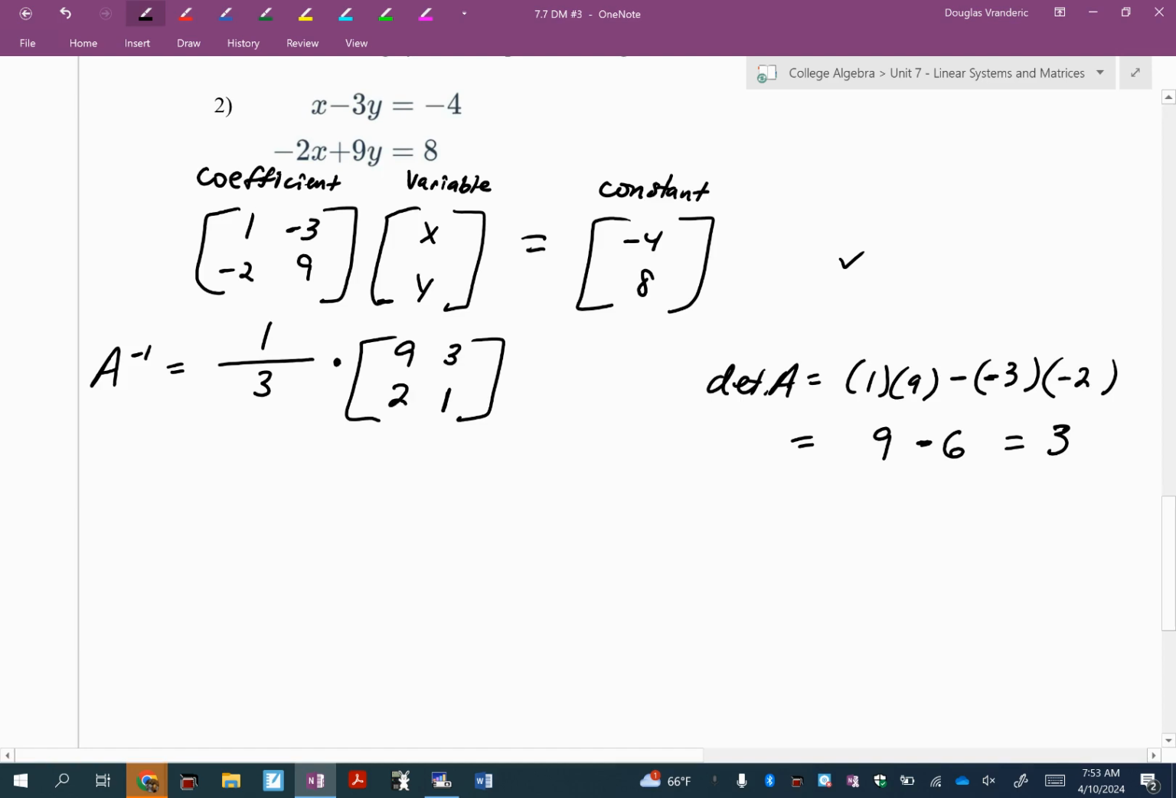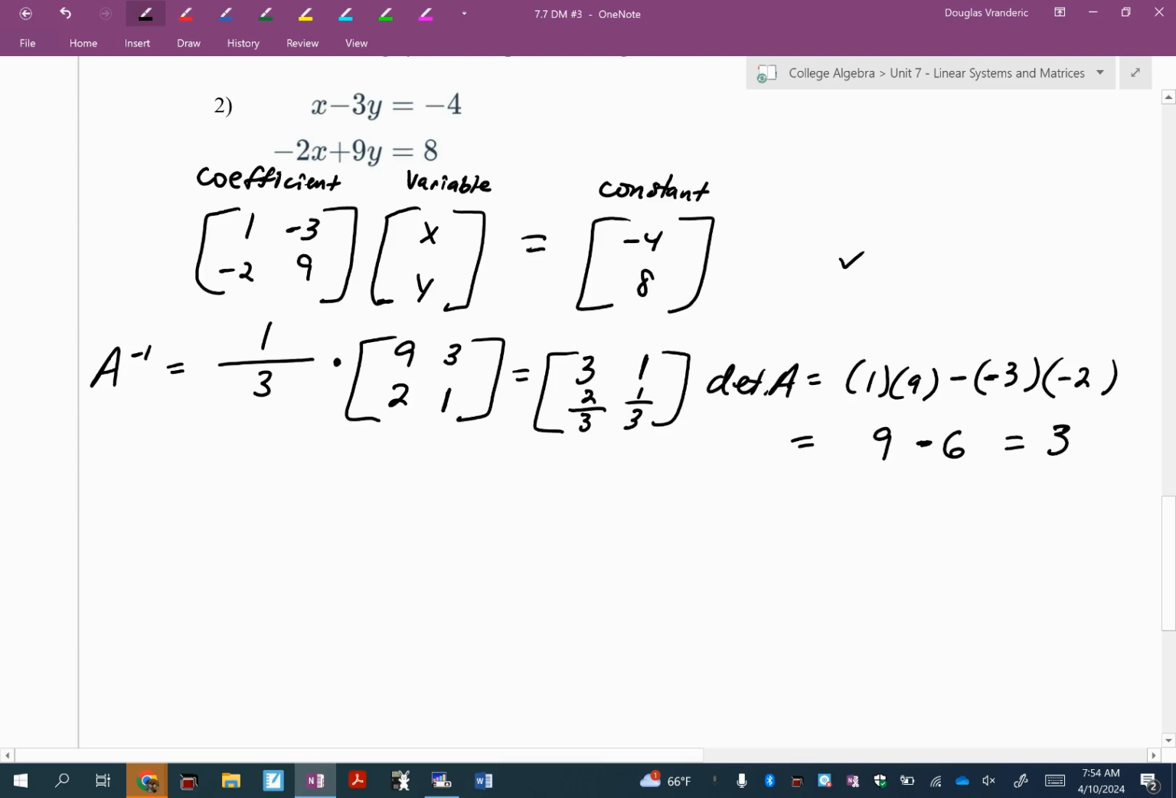Now, that won't always be the case where all 4 numbers are now positive, but just know that it's always switch and then opposite. Switch places, opposite signs. Okay, so let's divide by 3. We actually can do a couple of these. What is 9 divided by 3? That's 3. What is 3 divided by 3? 1. But my second row of 2 and 1 are not divisible by 3. So I am going to write 2/3 and 1/3.